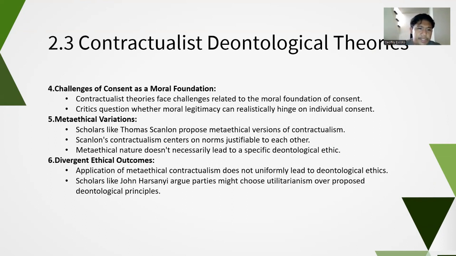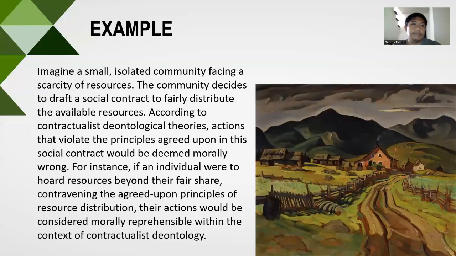So, what are the divergent ethical outcomes of this? Understanding that the application of contractualist theories does not consistently yield deontological ethics is essential. Ethical outcomes may diverge based on contextual factors, challenging us to navigate the complexities of moral decision making within a societal framework. To further understand this, we're going to give an example.